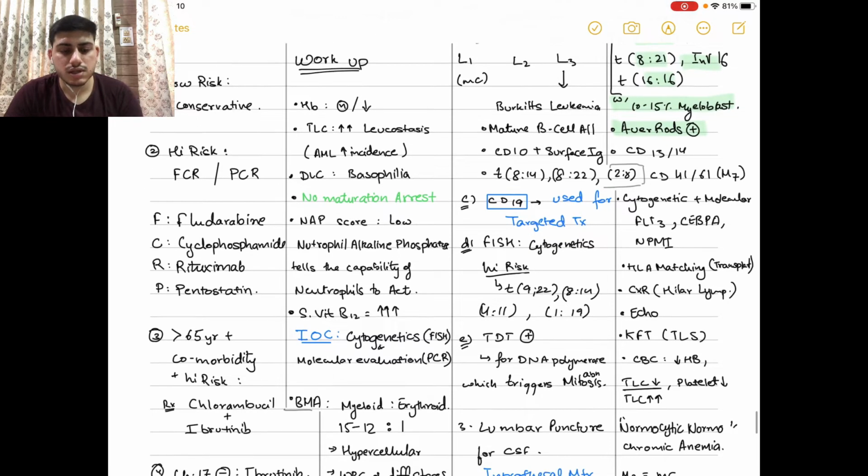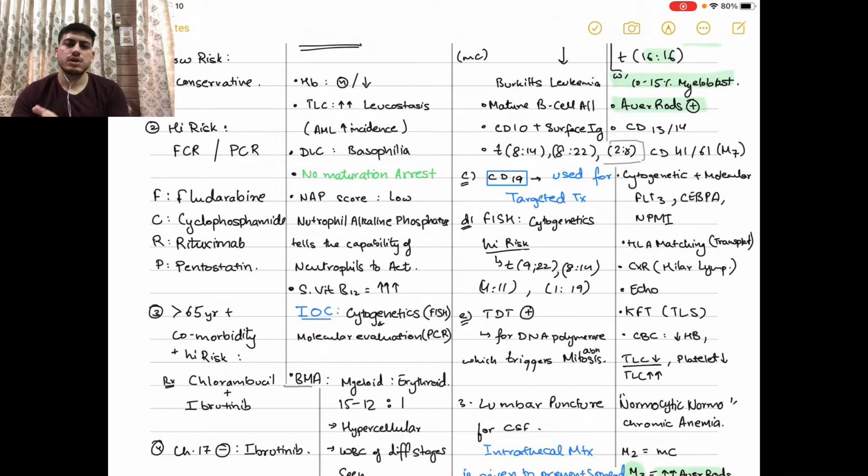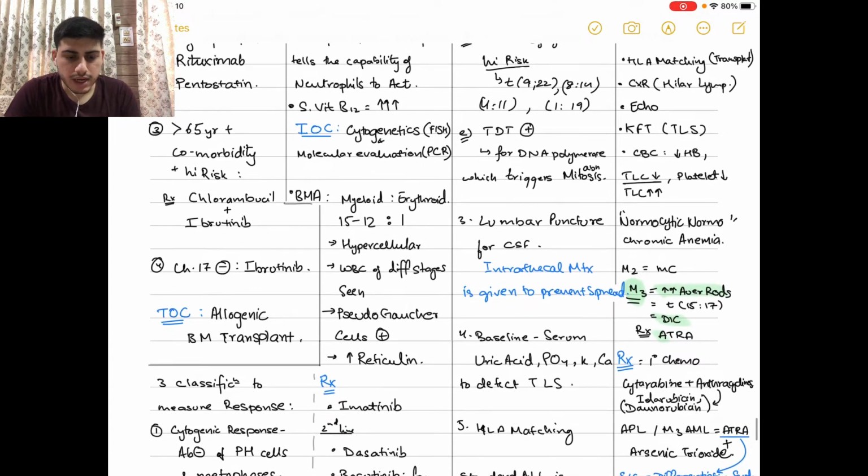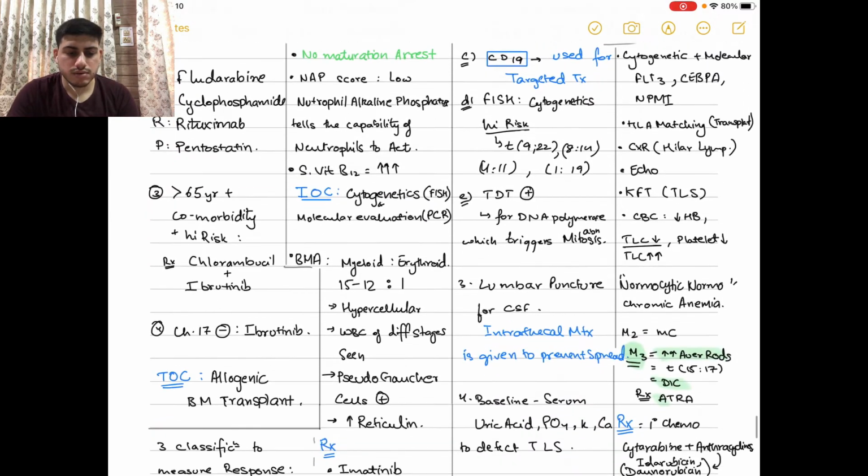But when it's high risk, there are two regimes that can be followed. One is FCR and the other is PCR. Now the F stands for fludarabine, the C stands for cyclophosphamide, and the R for rituximab, and in the PCR, the P stands for pentostatin. So these two can follow depending on which one shows better results. First, obviously, FCR is followed, and if it doesn't show the expected results, then PCR can be done.